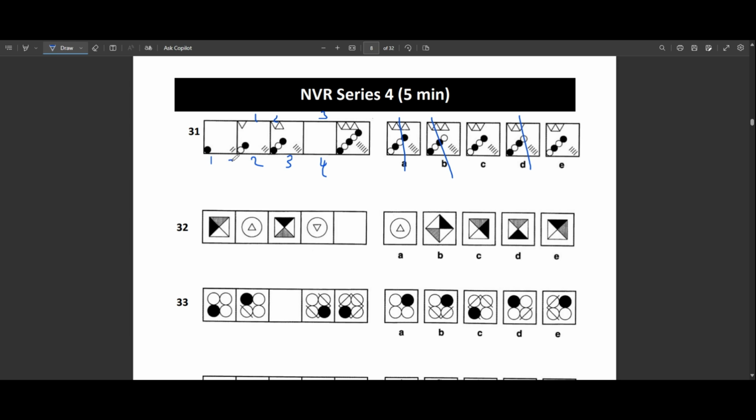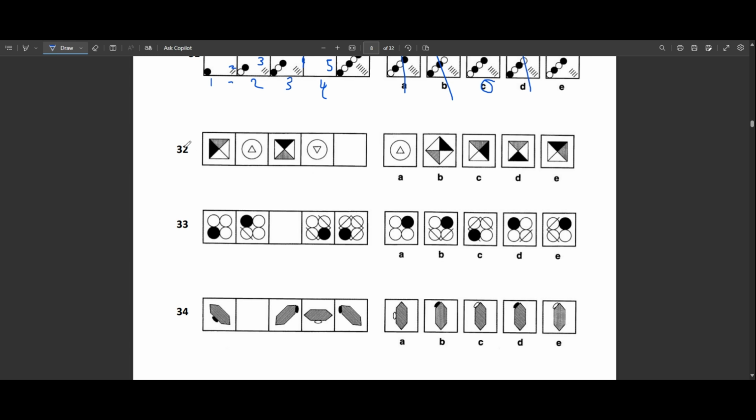Look at the lines, there's 2 lines. Then there's 3, then there's 4. Then there should be 5. So that's going to be option C. Question 32. Skipping pattern. So we know this one is going to be a square shape.